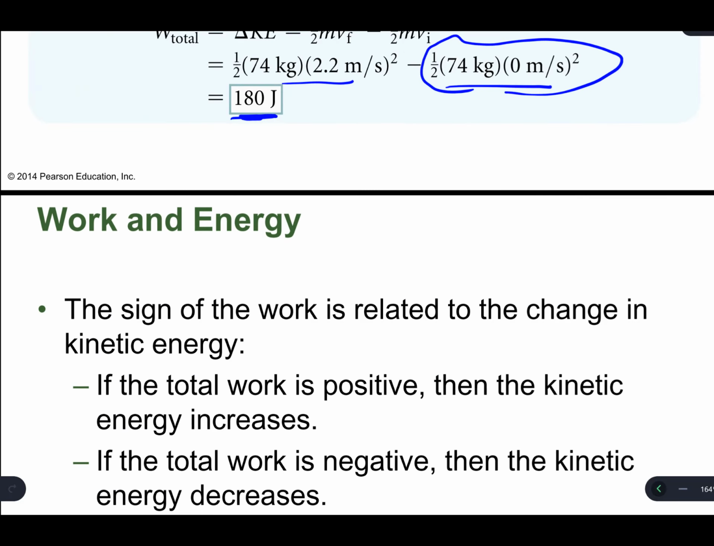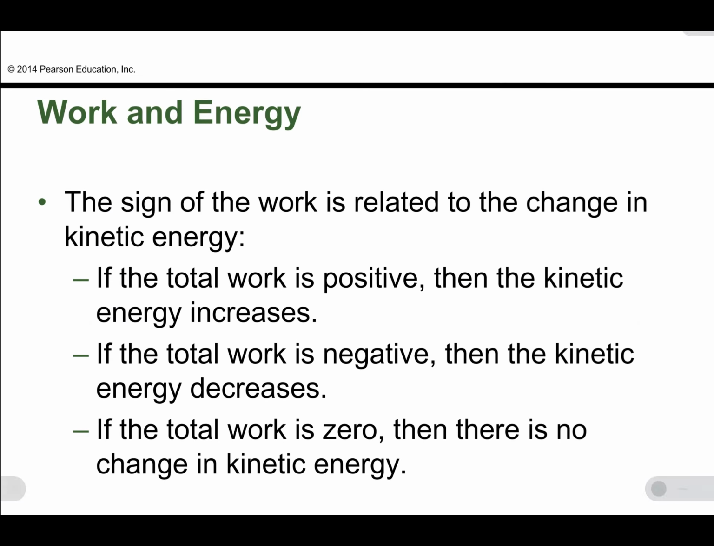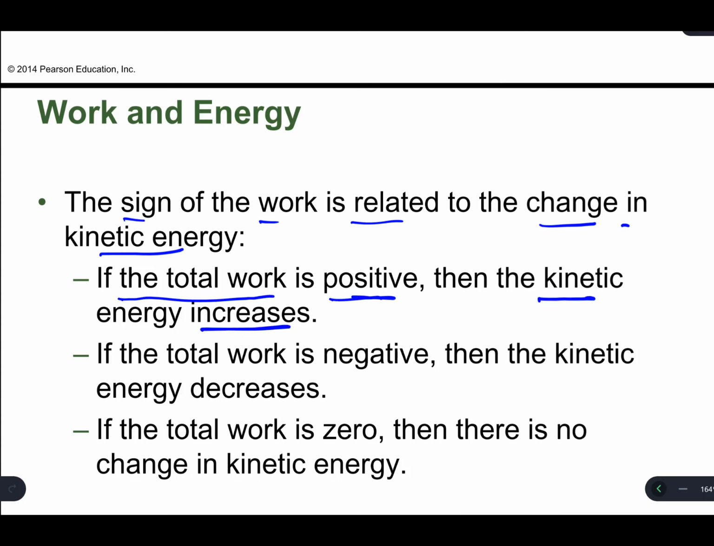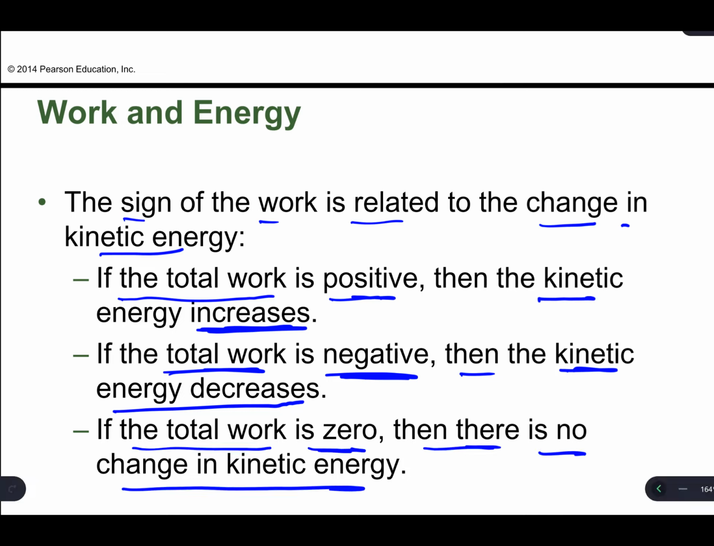As we said, the work may be negative, positive, or 0. The sign of the work is related to the change in kinetic energy. If the total work is positive, then the kinetic energy increases. If the total work is negative, then the kinetic energy decreases, like the force of brakes that try to stop the car. If the total work is 0, then there is no change in kinetic energy, right?